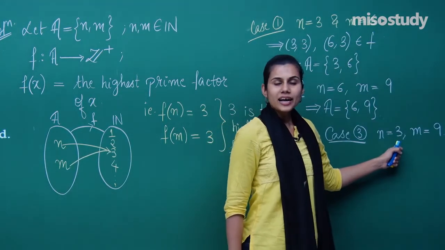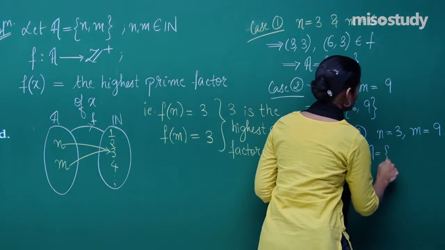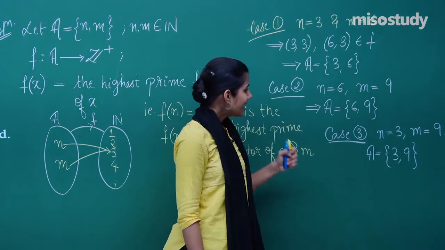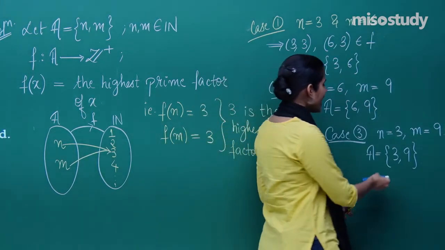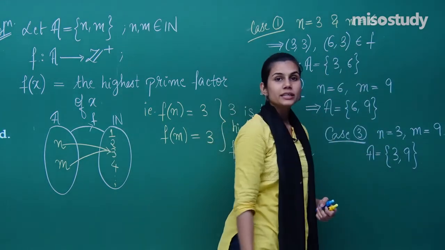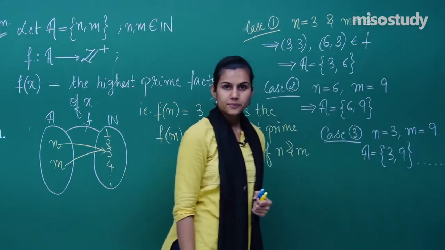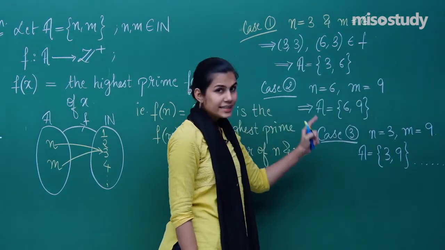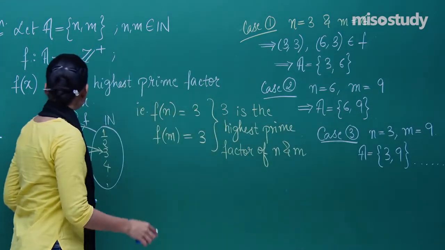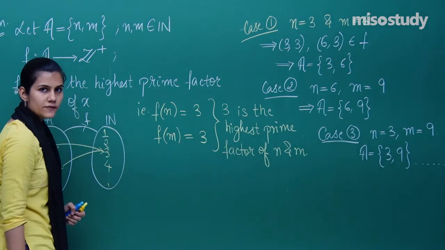Because 3 is the highest prime factor of 3 and 9, making A to be equal to {3, 9}. That is why I can have A to be this also, A to be this also, and A to be this also. In fact, this list can go on. That means there are very many A's which I can form, which if kept as the domain of this f are going to give this kind of behavior.